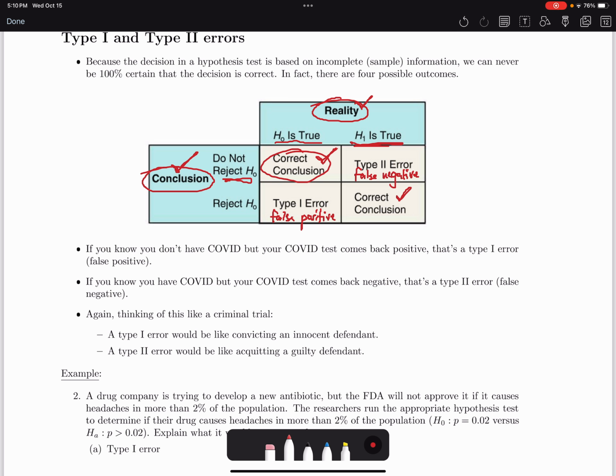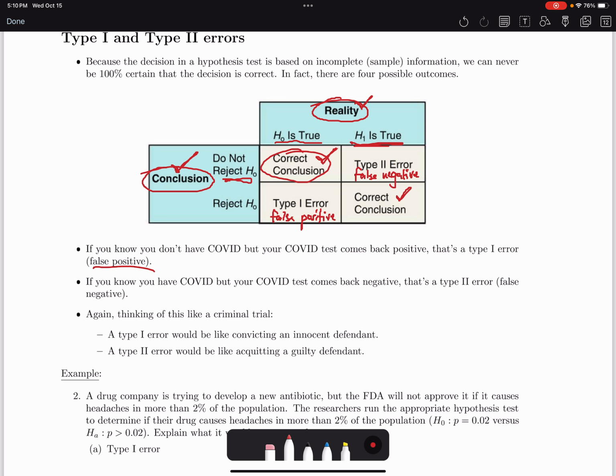A false negative. Okay. So for example, if you know for a fact somehow that you don't have COVID, but you take a COVID test and it comes back positive, then that's a type 1 error, right? It's a false positive. On the other hand, if you somehow know for sure that you do have COVID, but you take a COVID test and it comes back negative, then that's a type 2 error. It's a false negative, right? So thinking of this like a criminal trial, a type 1 error would be like convicting an innocent defendant. In other words, it would be sending an innocent person to jail, right? That's a type 1 error. A type 2 error would be like acquitting a guilty defendant.